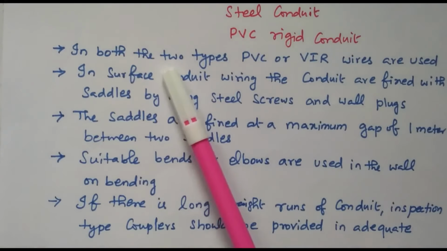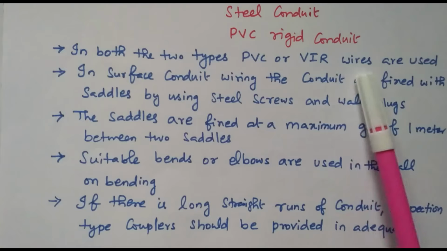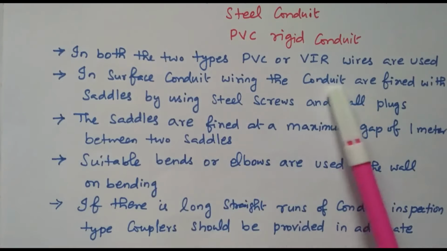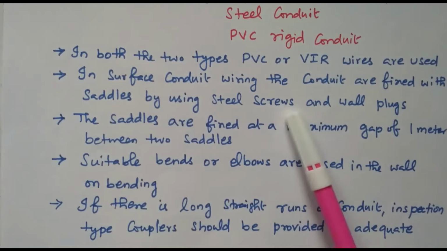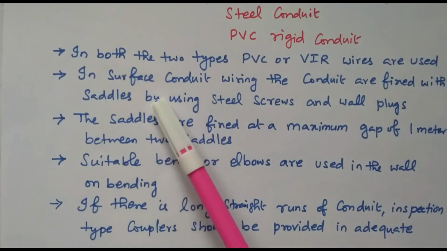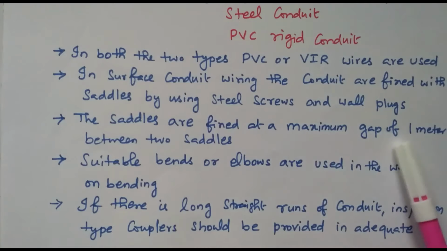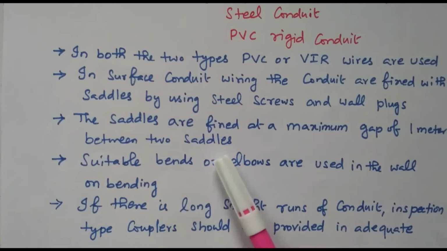In both types, PVC or VIR wires are used. In surface conduit wiring, the conduits are fixed with saddles by using steel screws and wall plugs. So like the previous method, here the conduits are placed on the wall. The saddles are fixed at a maximum gap of 1 meter between two saddles. Suitable bends or elbows are used on the wall where bending is needed. Wherever any bend is there, the elbow or bends are used. The example diagram is available so that you are able to understand easily.